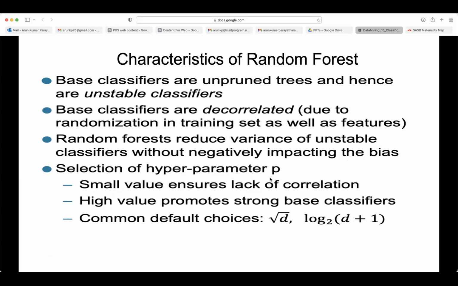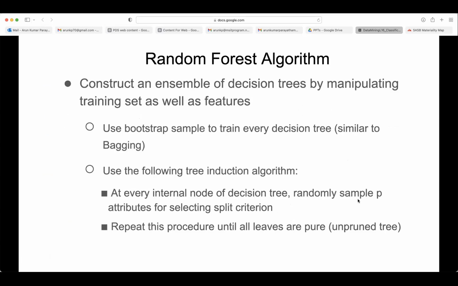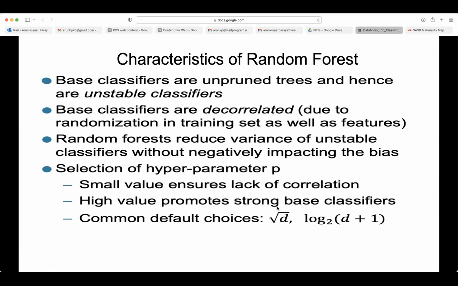Selection of hyperparameter P: at each node, we randomly sample P attributes for selecting the split criterion. How should this P be taken? Some suggestions. A small value ensures lack of correlation.